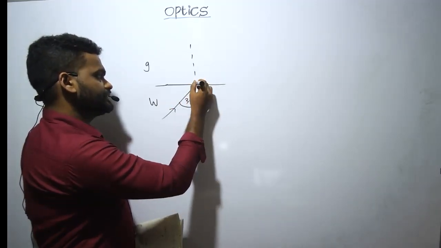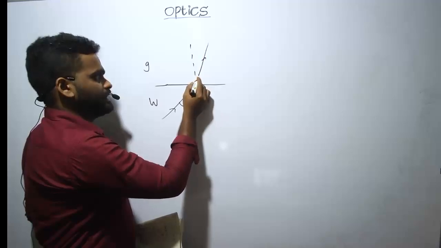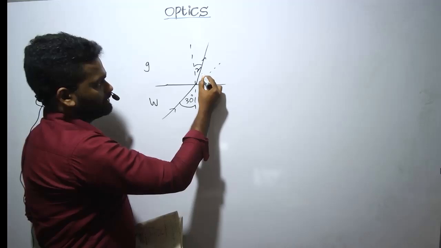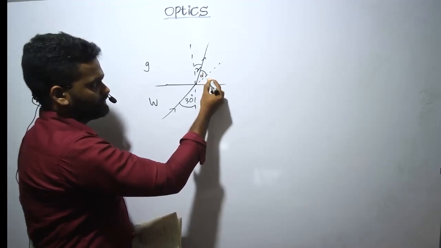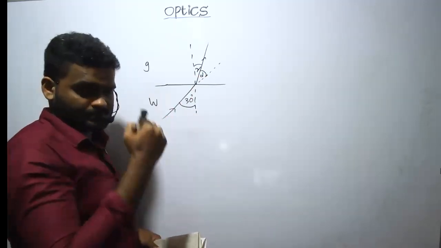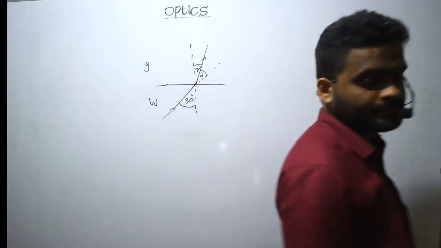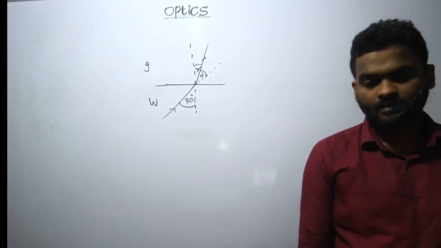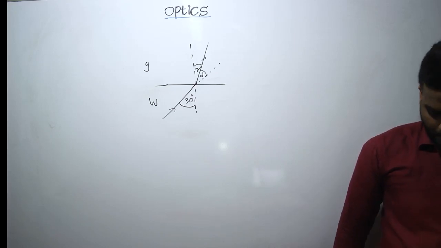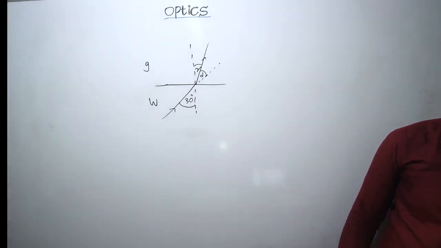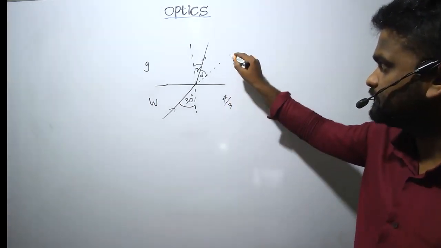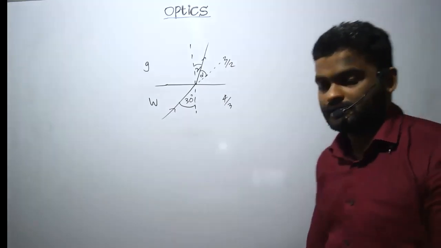Then for the glass, it is dense, so it bends like this. What they ask is simple r and angle of deviation. First find simple r using the last combination. So for water, it is 4 over 3. For glass, it is 3 over 2. Absolute indexes.